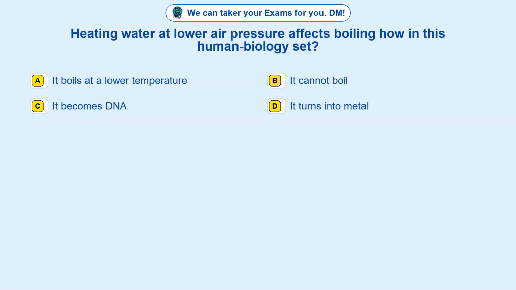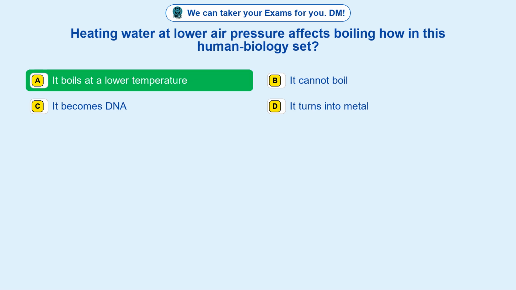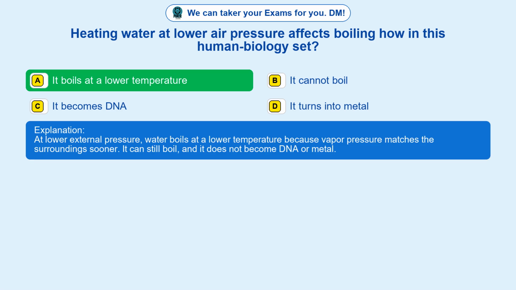Question 48. Heating water at lower air pressure affects boiling how in this human biology set? Option A. It boils at a lower temperature. Option B. It cannot boil. Option C. It becomes DNA. Option D. It turns into metal. The correct answer is option A. It boils at a lower temperature. At lower external pressure, water boils at a lower temperature because vapor pressure matches the surroundings sooner. It can still boil, and it does not become DNA or metal.